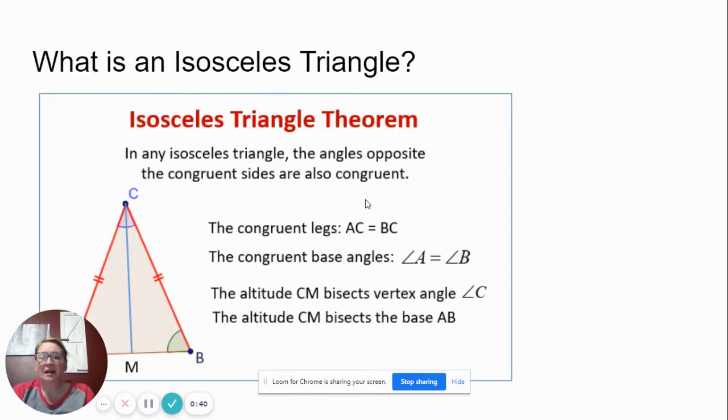So what is an isosceles triangle? An isosceles triangle means that you have two sides that are equal, which means that two angles are equal, and then you have a third side or the base that is different. Okay, so it looks kind of like this.